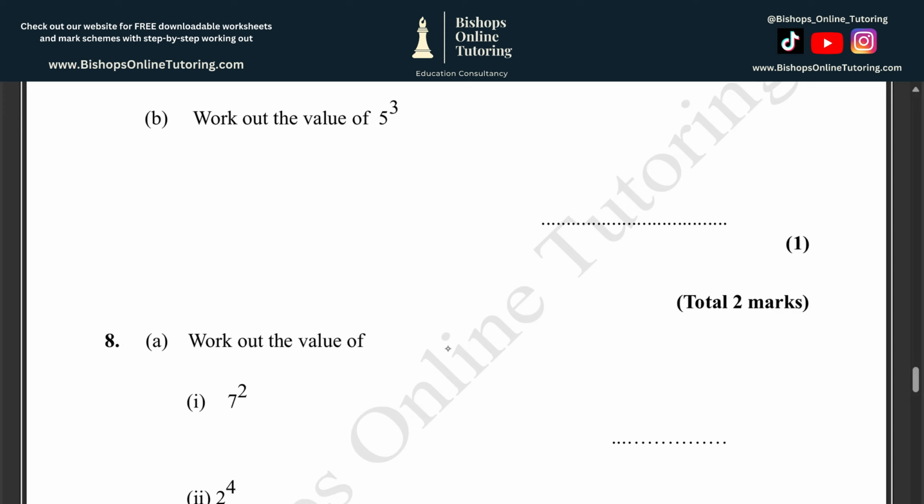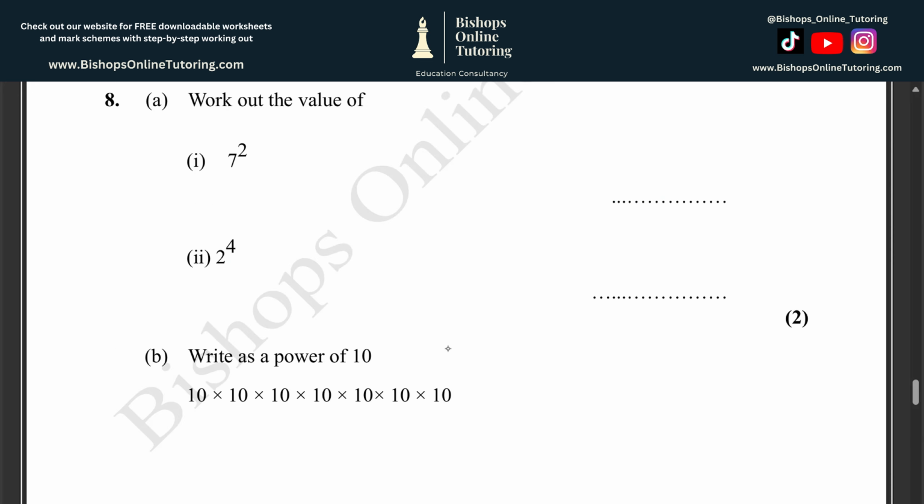Work out the value of 5 cubed. So 5 cubed is the same as 5 times by 5 times by 5. 5 times 5 is 25. 25 times 5 is 125. So that's our answer.